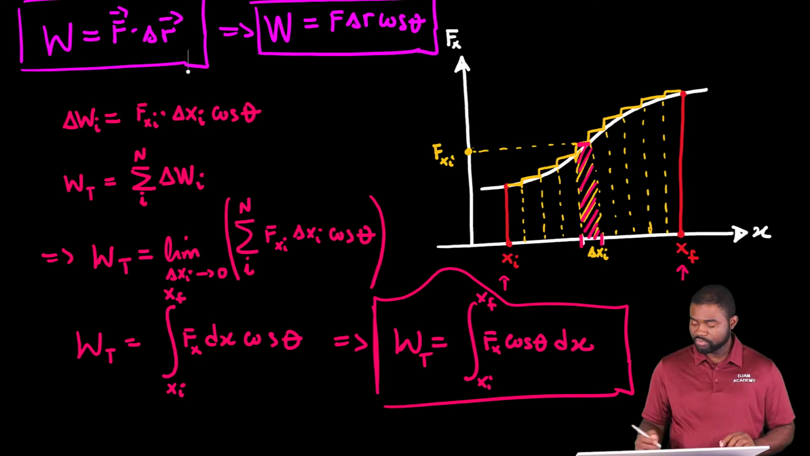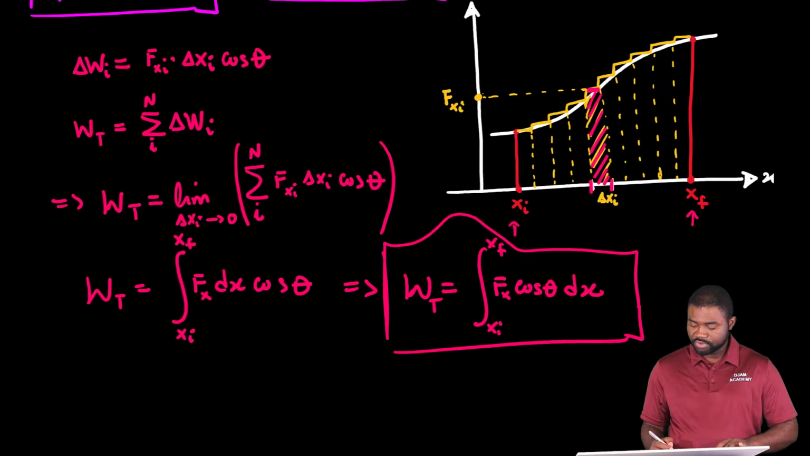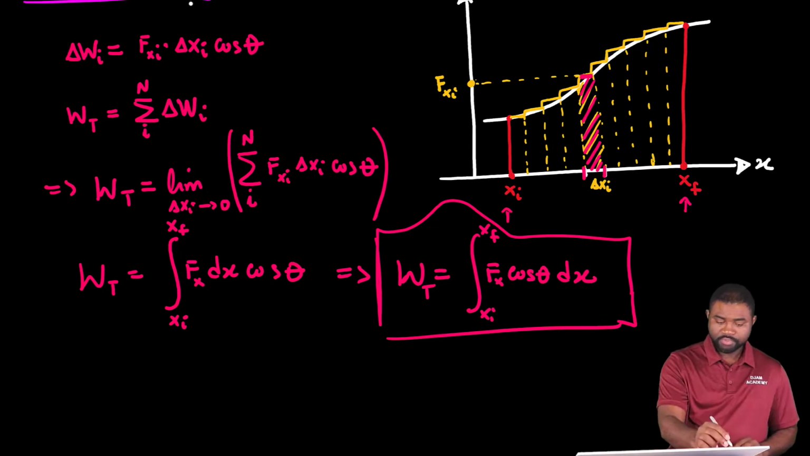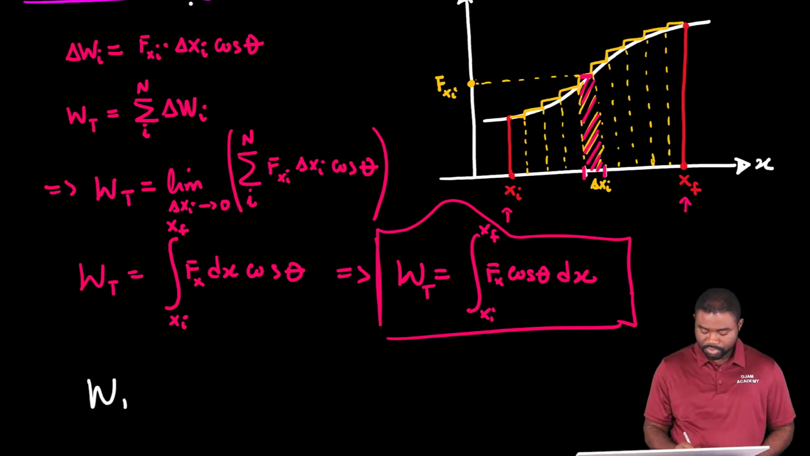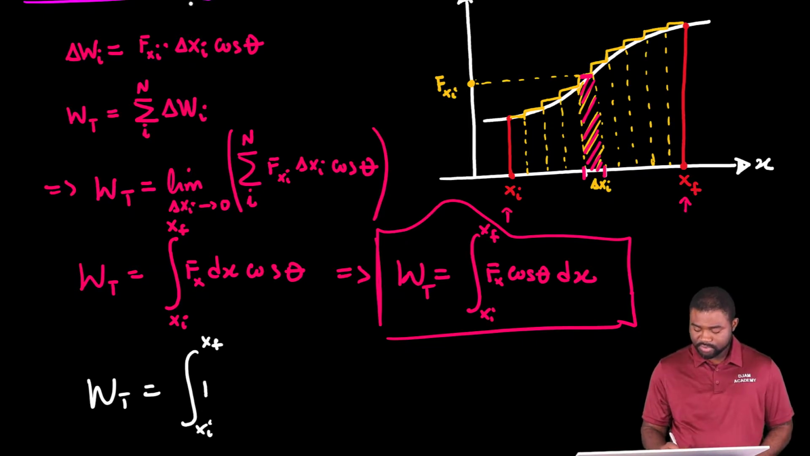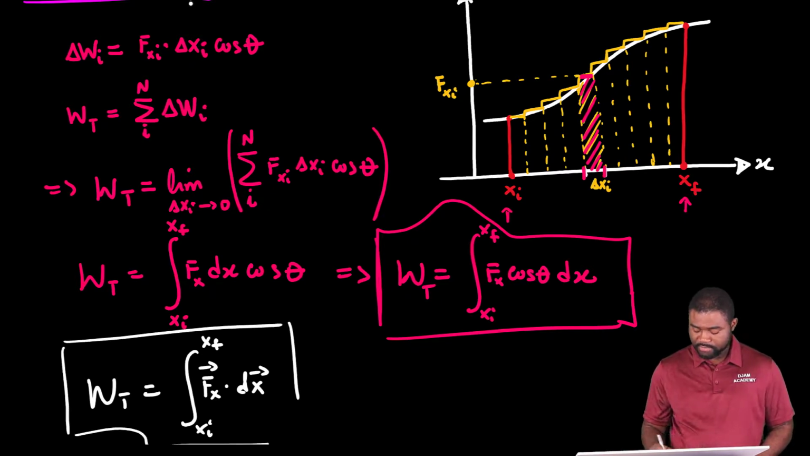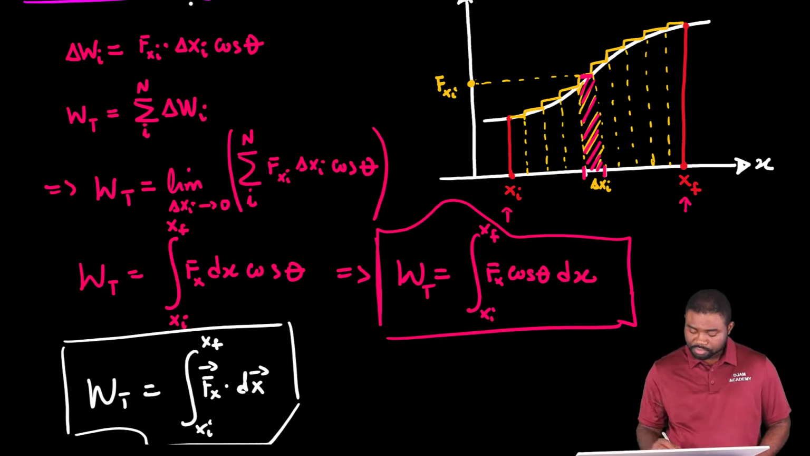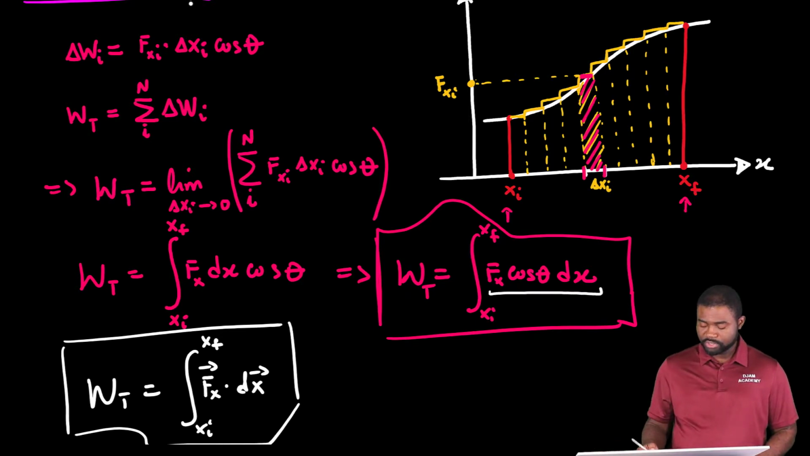Another way that we can represent this is that the total work done, W total, will be equal to the integral from xi to xf of F(x) dot dx. And you can clearly understand that because F dot dx is just equal to that quantity.